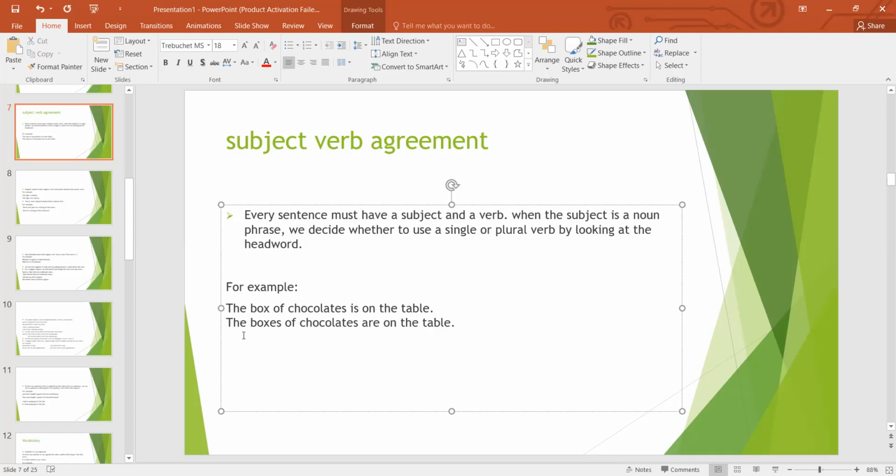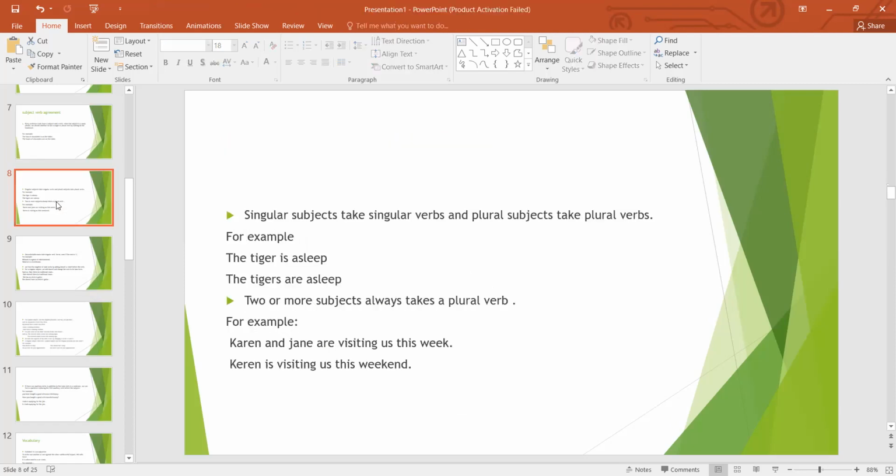The second example is the boxes of chocolates are on the table. The head word indicates the plural, the boxes, right? That's why we put are, a plural auxiliary verb, in this sentence. As we mentioned, there are many boxes, which is plural. So that's why we use plural verbs in that sentence. So moving to the next slide.